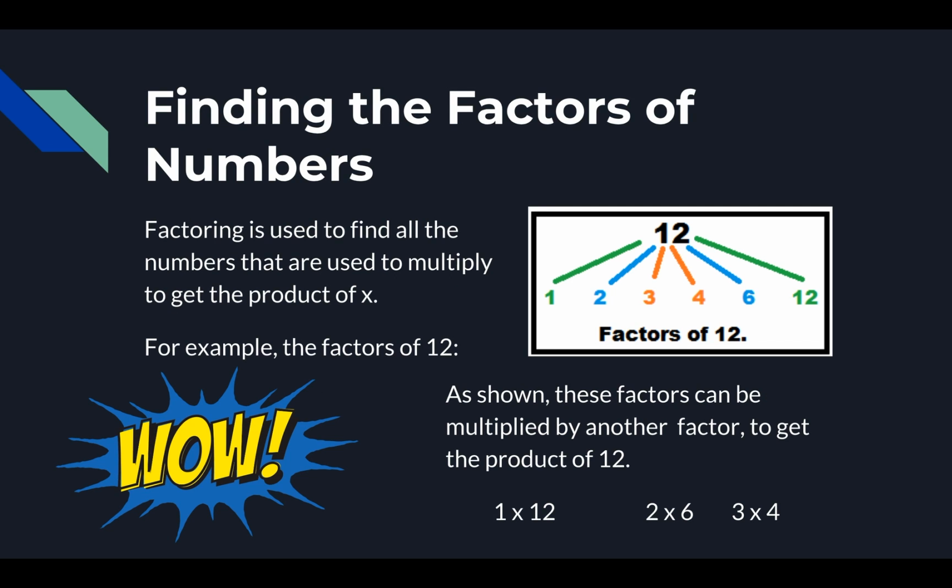Okay. Finding the factors of numbers. This is a really basic skill. I just decided to put it here just in case y'all forgot this. So factoring is used to find all the numbers that are used to multiply to get the product of x. For example, the factors of 12 are 1, 2, 3, 4, 6, and 12. As shown, these factors can be multiplied by another factor to get the product of 12.